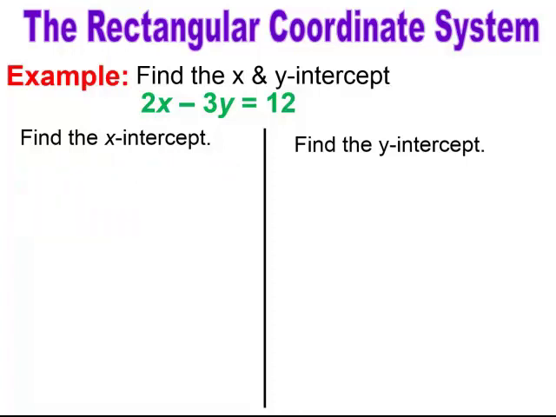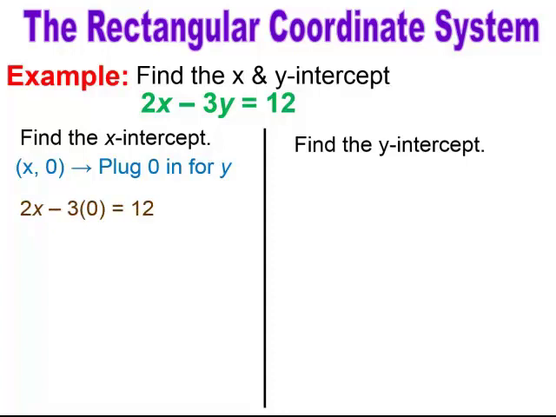So let's do an example. We want to find the x and the y-intercept. I'm going to start with finding the x-intercept. The ordered pair is going to end up being x comma 0. So remember, 0 is in the y spot. You're going to do the evaluation by substituting in 0 into the equation.